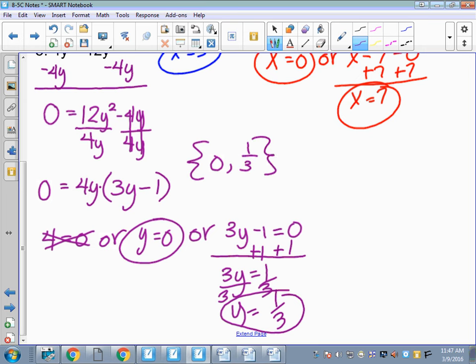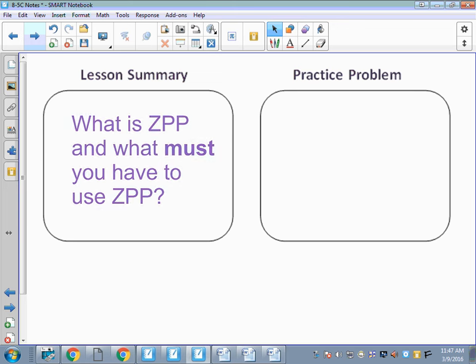It will not always be 0, but you're going to see a lot of zeros in your answers for this lesson until we get into grouping. And I didn't show you with grouping because I figured you guys could figure that out. So we can talk about that in class. All right, so your lesson summary. What is ZPP and what must you have to use ZPP? Two things. And then solve by factoring. Good luck.